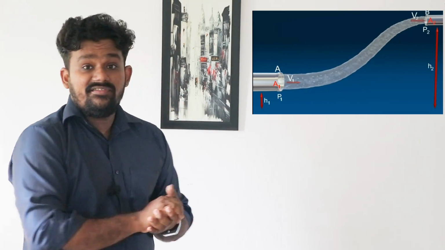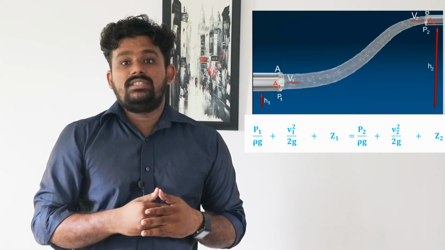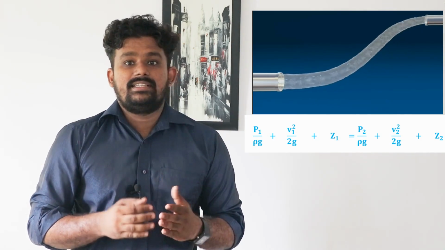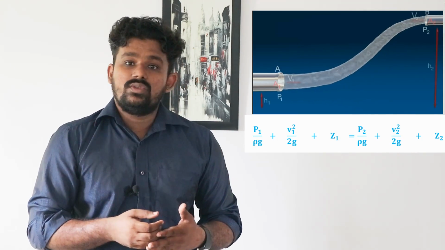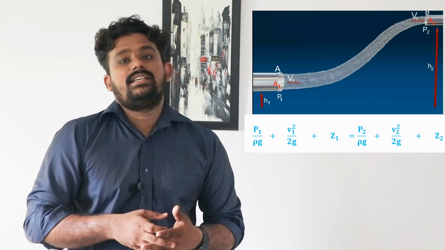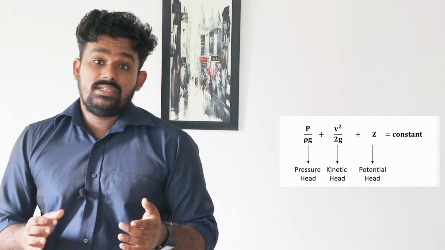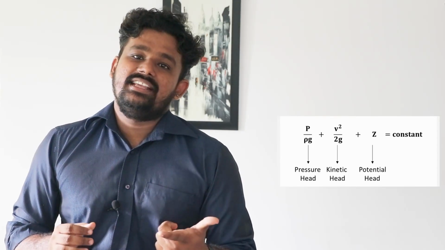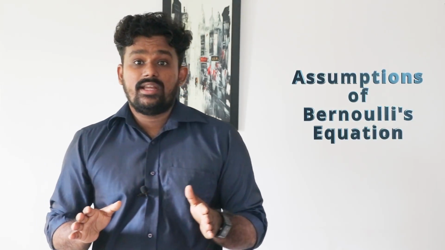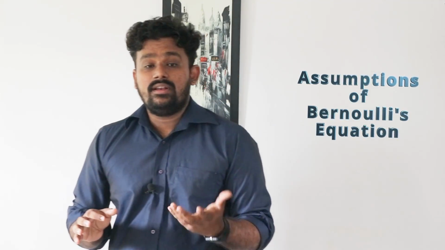For 2 points, it will be P1 by rho g plus V1 square by 2g plus Z1 equal to P2 by rho g plus V2 square by 2g plus Z2. Where P by rho g is the pressure energy, V square by 2g is the kinetic energy and Z is the potential energy. There are many assumptions taken to derive Bernoulli's equation, and some of them are these.